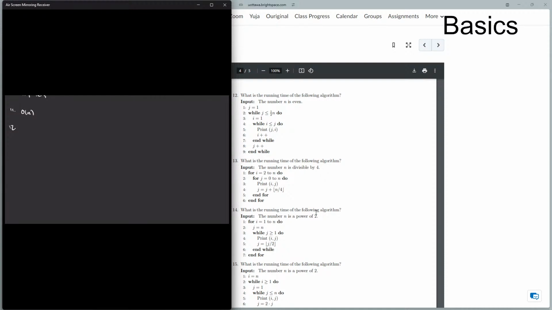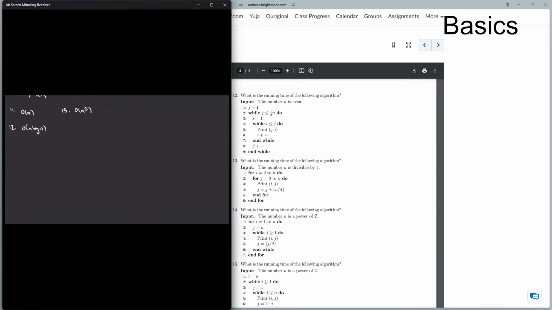Okay. I feel like it should be n log n. Either that or n squared, but I'm leaning towards n log n because it is multiplied by 1/2. 13. Let's run over this algorithm. 2 to n. Okay, yeah. Now this part is n squared. I'm pretty sure this is n squared.